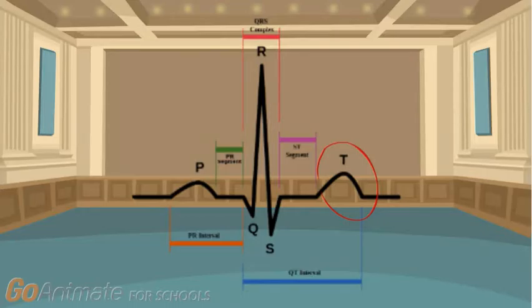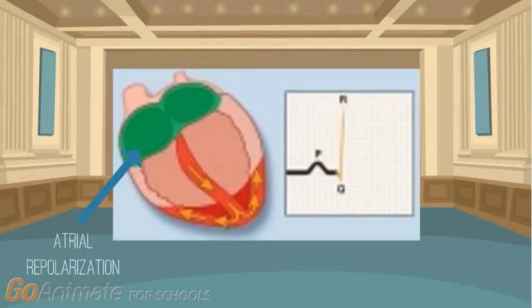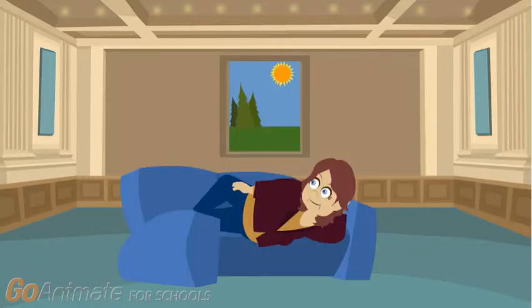This wave is followed by the T wave, which indicates that the ventricles are repolarizing. The atria repolarize as well, however. This signal does not appear on an ECG as it occurs at the same time as ventricular depolarization, which has a stronger signal. With this knowledge we can determine Alex's resting heart rate.